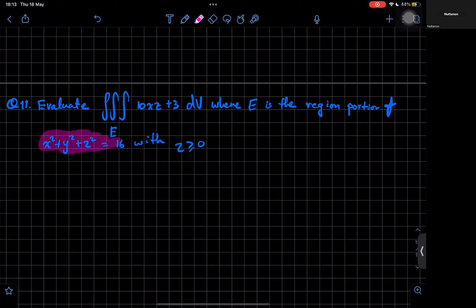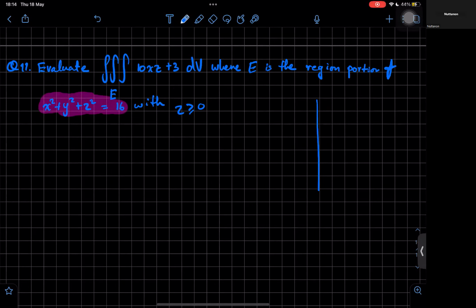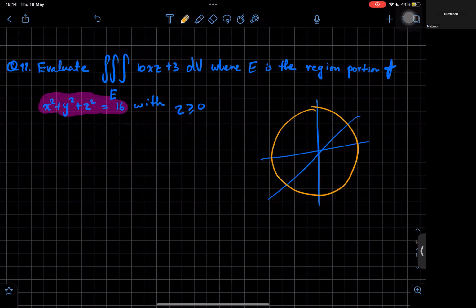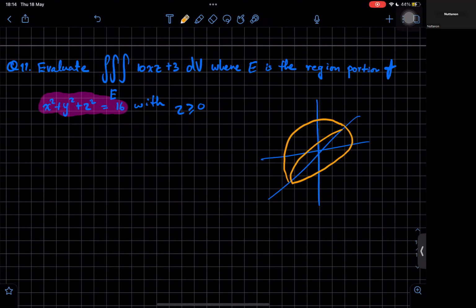When you see this one, x squared plus y squared plus z squared equal to some r squared, this is the sphere, always the sphere. So just draw the sphere, imagine it's a sphere, not a circle. But it says that z is greater than 0, right? So the region that we use is going to be the upper half of the sphere, okay?